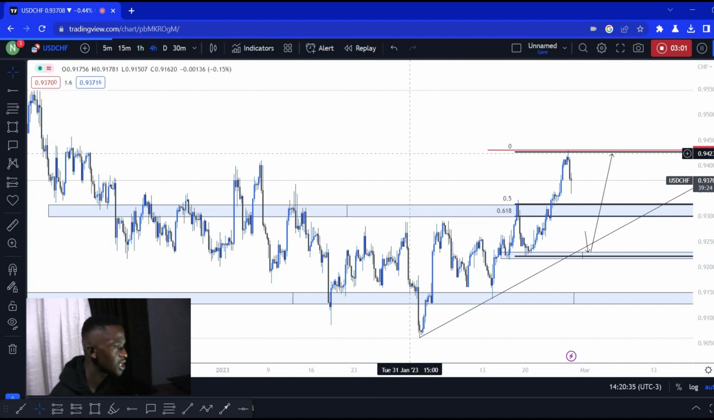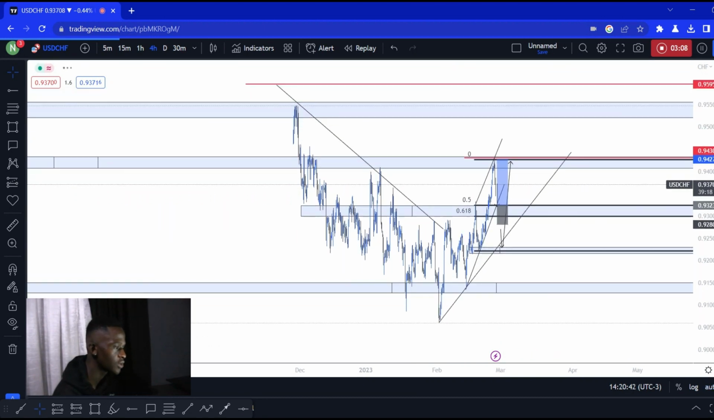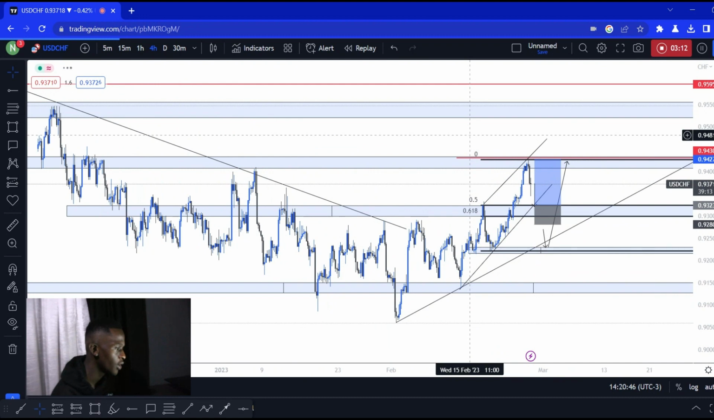So it's the same thing on USD CHF. I did a market breakdown on USD CHF, explaining what it is that I'm looking for. Just waiting for it to start loading my setup right now on USD CHF. You get what I'm saying?